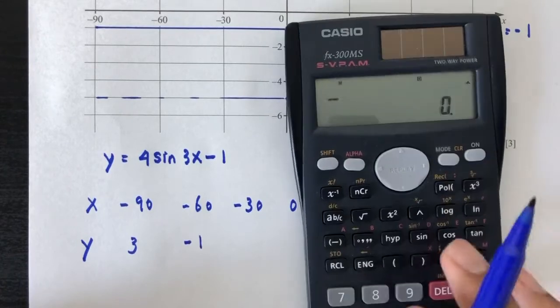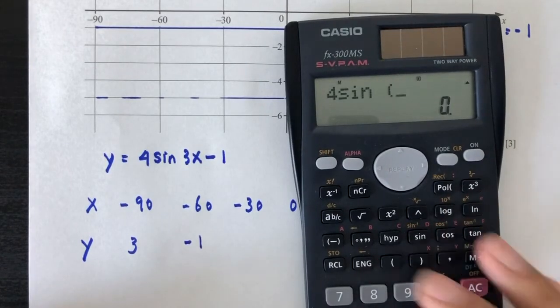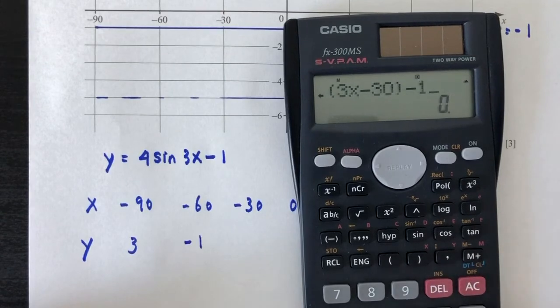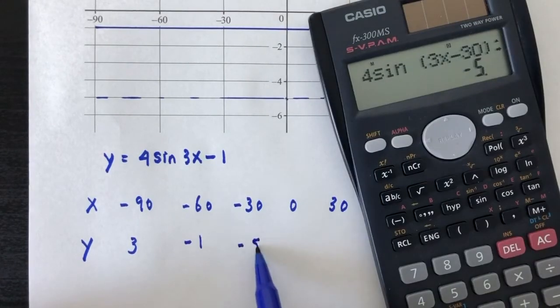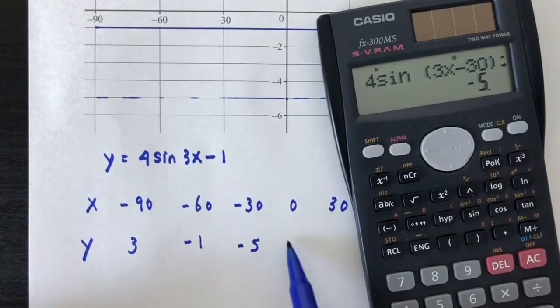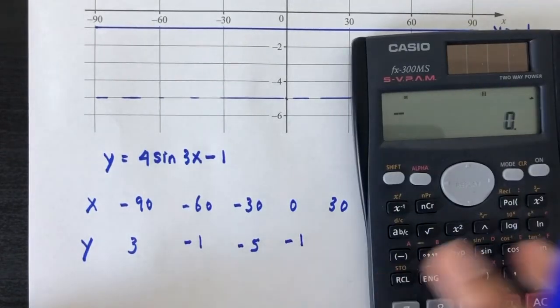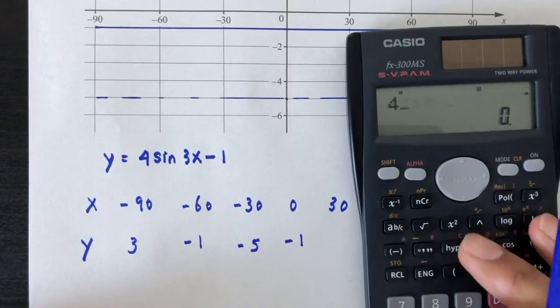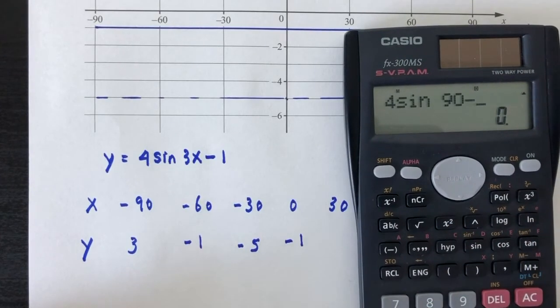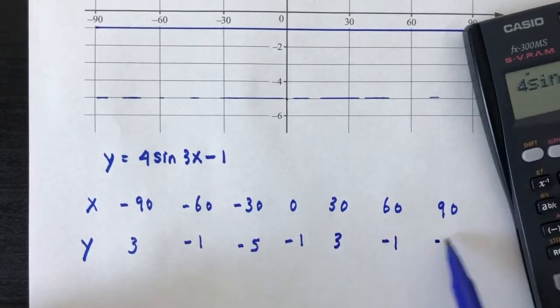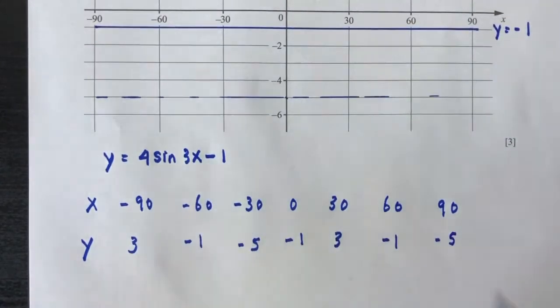Then we have minus 30. So 4 sine, and the same steps until you have this one is 0, so that will be minus 1. And then 30 again, I think it's the same, so it will be a cycle, but let's have a try. 4 sine 90 minus 1, that will be 3, minus 1, minus 1. Should be a cycle. So now let's draw the curve.